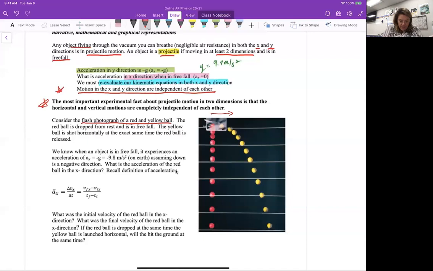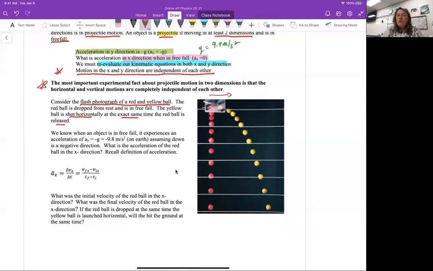All right, the yellow ball is shot horizontally at the exact same time the red ball is released. We know that both of the objects are in free fall. Both of them. There's nothing touching them. They're in the air, and we're assuming air resistance is 0. And so we're going to assume we're on Earth. So we have a negative 9.8 meters per second squared in the Y direction pointing down.